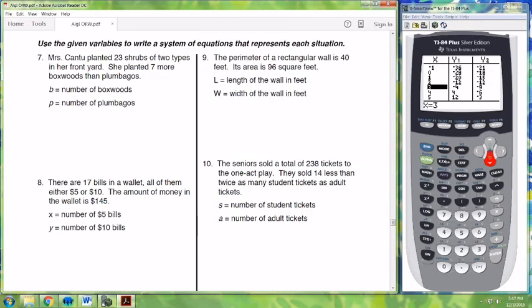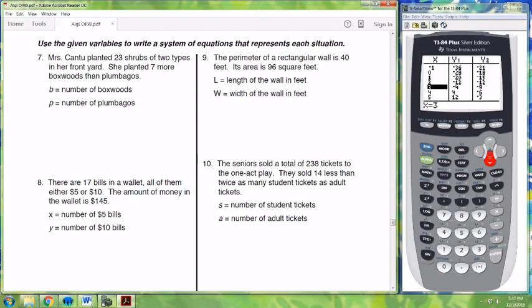Okay, now we're on the last page, page 43. I'll do one of these. So number 7 says Mrs. Cantu planted 23 shrubs of 2 types in her front yard. She planted 7 more boxwoods than plumbagoos. Okay, so they're going to use silly words on this sometimes. It doesn't matter. We're still going to work the problems out the same.